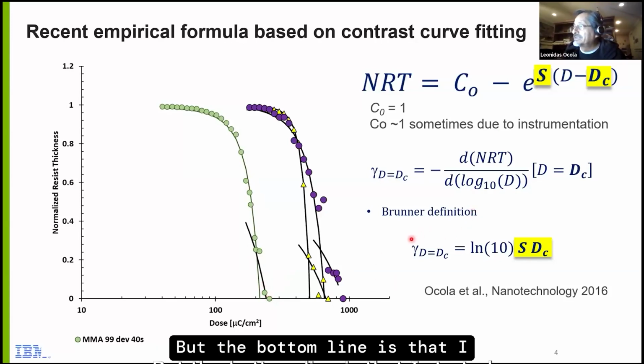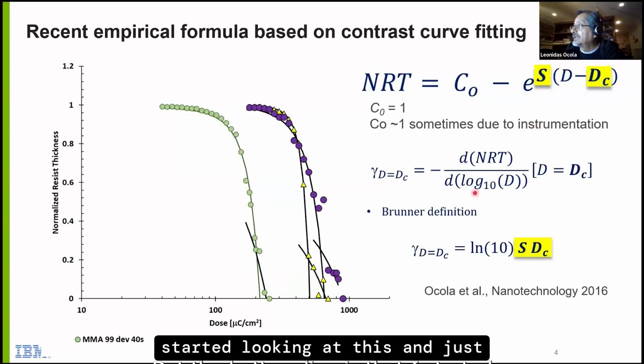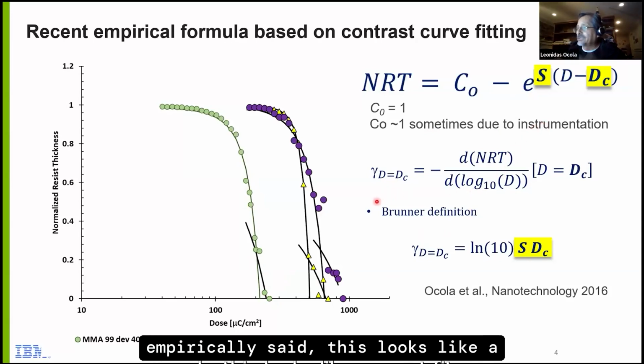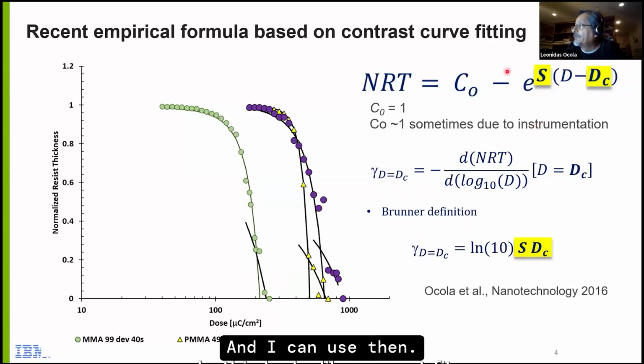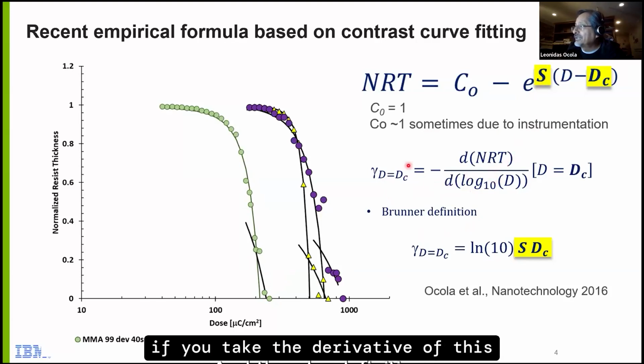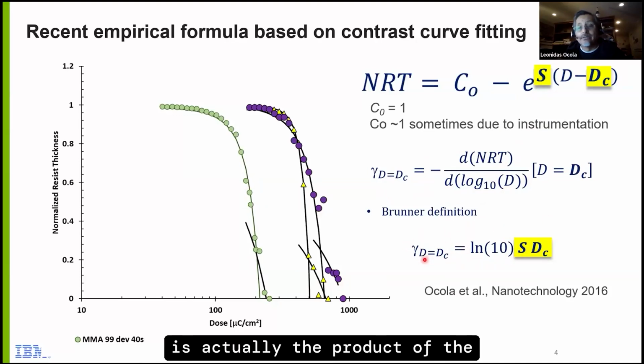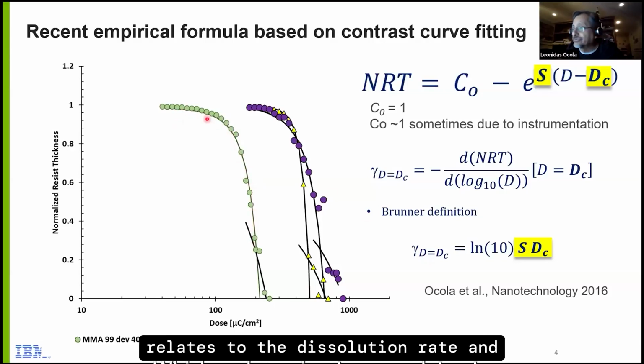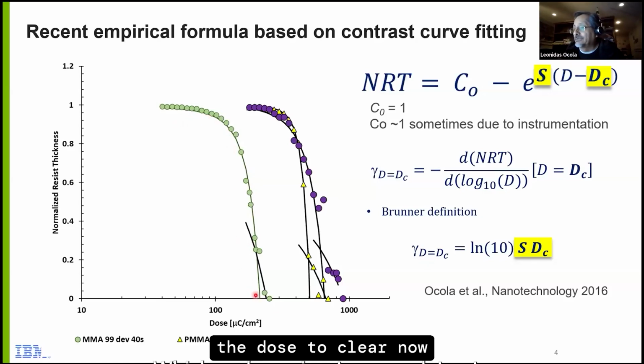But the bottom line is that I started looking at this and just empirically said, oh, this looks like a great fit, and I can use this. And then by definition, if you take the derivative of this and you evaluate at the dose to clear, so D becomes equal to the dose to clear, which is the dose here, which reaches 0, your contrast comes out. So the contrast is actually the product of the parameter that defines how steep this is, which we're going to see relates to the dissolution rate, and the dose to clear.